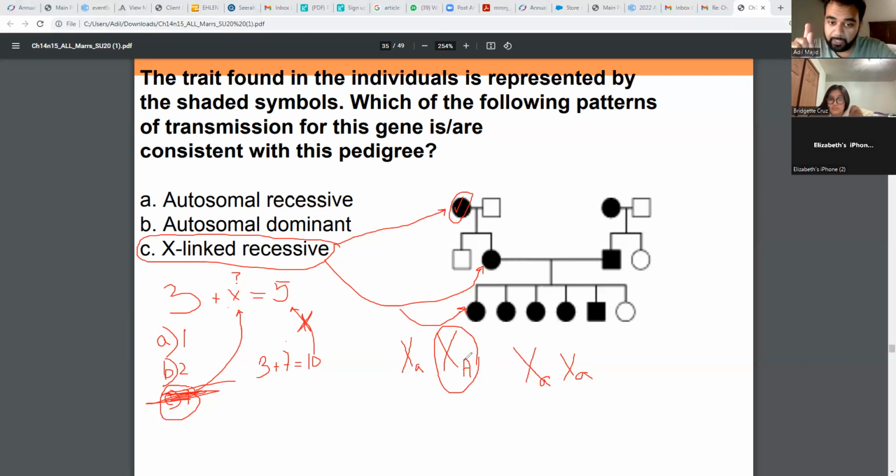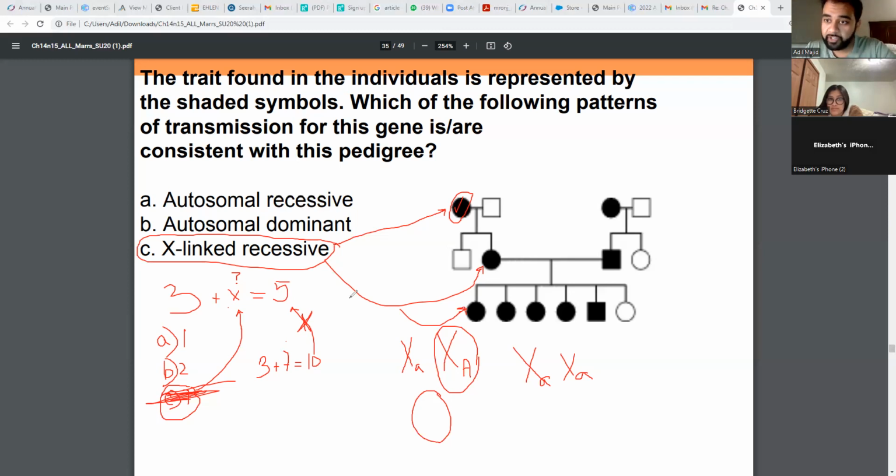Let's say this is a girl, right? Because they're both X's. This is going to be a girl right here. And we said the trait is X-linked recessive. You tell me, should I shade this girl in or should I leave her blank and white? If she's X-linked recessive, she would be shaded, right? The trait is X-linked recessive.